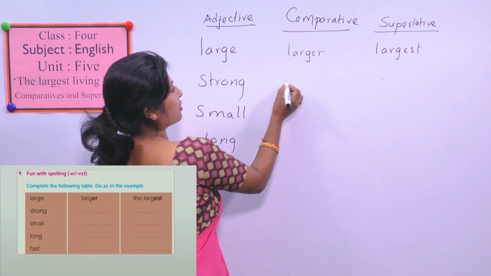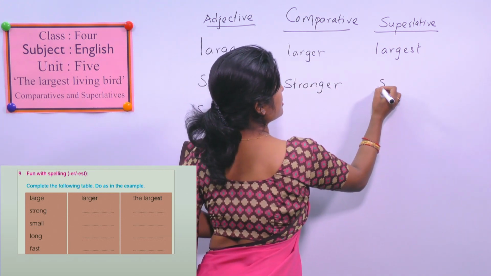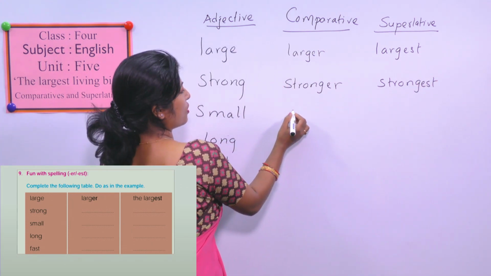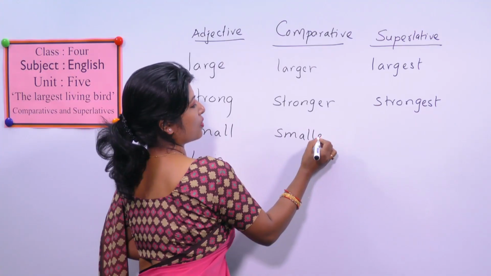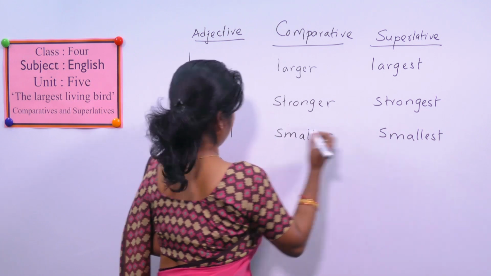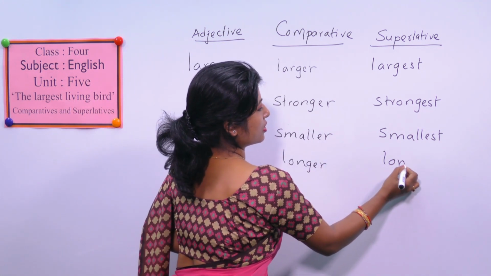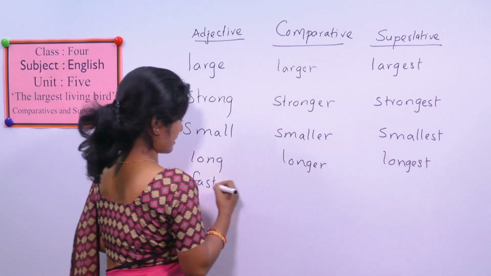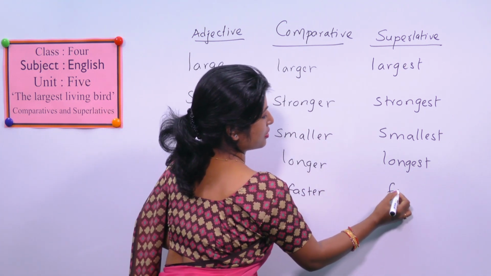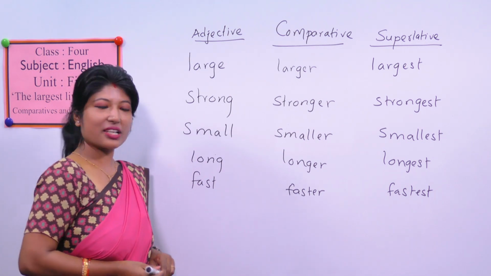Okay, largest. Strong becomes stronger. And this is strongest. Small, smaller, smallest. Long, longer, longest. And then fast, faster, fastest. Okay, so we make comparative and superlative like this.